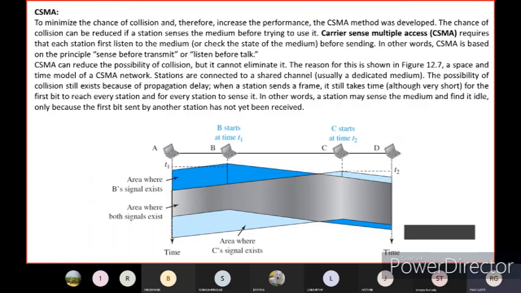A very important method, when we use a wireless LAN, or when we implement wireless LAN technology, a very important mechanism for transmitting data over the channel is the carrier sense multiple access method. This is a very important topic for you people.